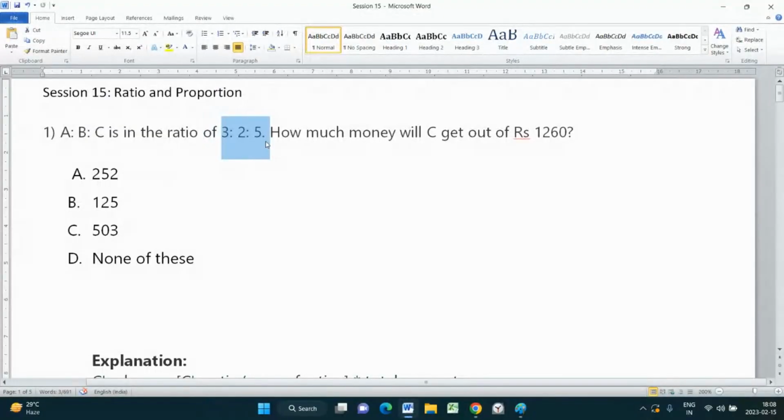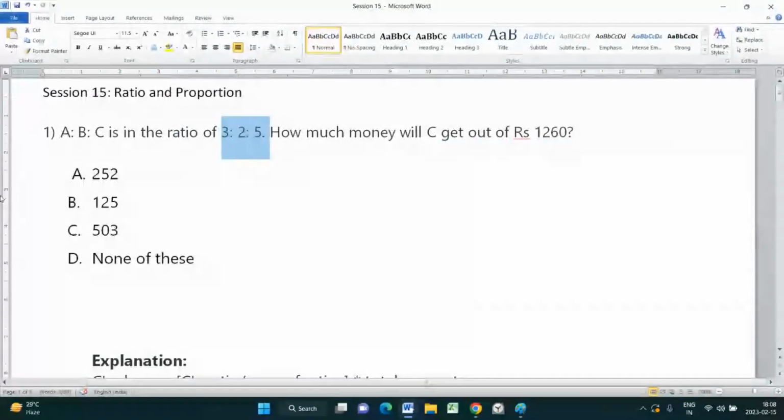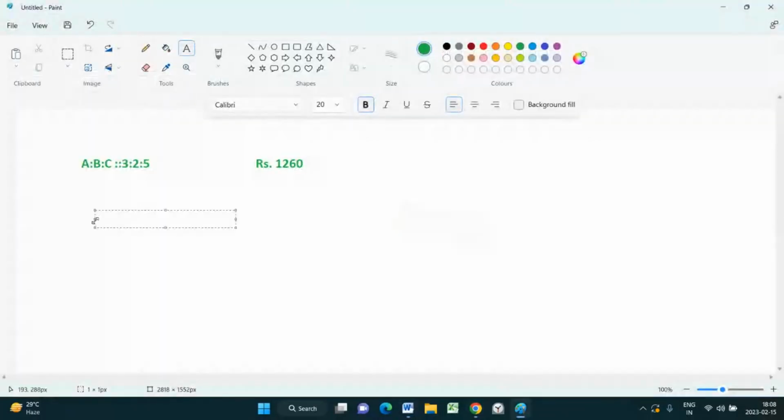Out of 10, he will get how much? C will get 5, right? So 5. What is that 5? Let me go back here. Whatever it is, out of 10, A will get 3 by 10, B will get 2 by 10, and C will get 5 by 10. 5 by 10 of 1260. What is this number?